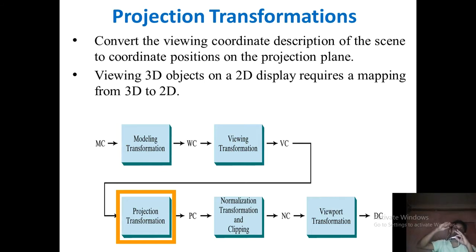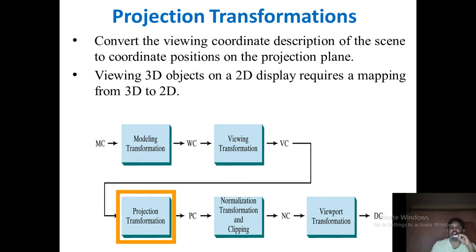Now you have to project it onto your film, that is projection. Projection transformation is the next step in the pipeline. It converts the viewing coordinate description of the scene to coordinate positions on the projection plane. Everything is now in front of my camera, and whatever I capture, I have to project onto my film.